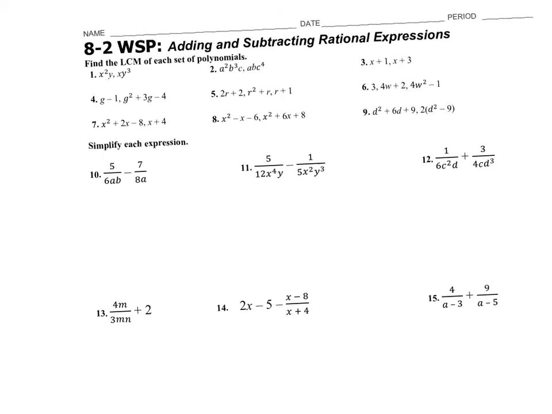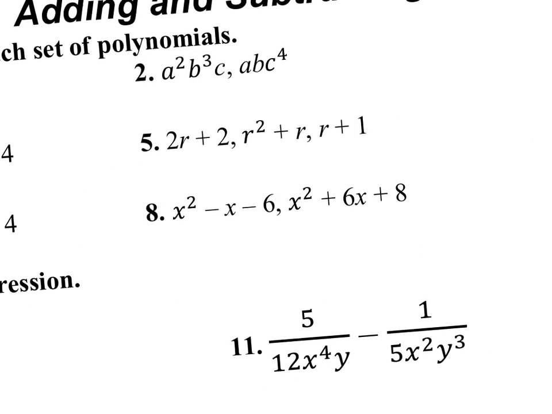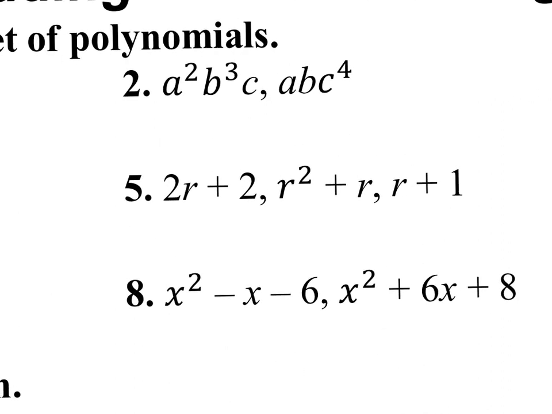8.2 WSP. I'm going to be explaining most of the even ones, not all, but let's take a look at number 2. We want to find that LCM, and how do we do that? We factor the terms and we jot down what's in common, and then we bring down everything else.